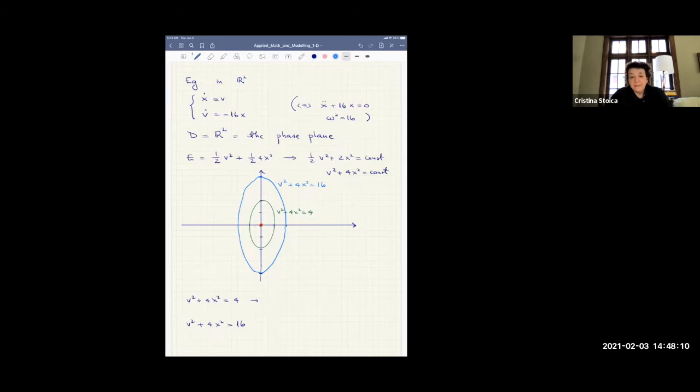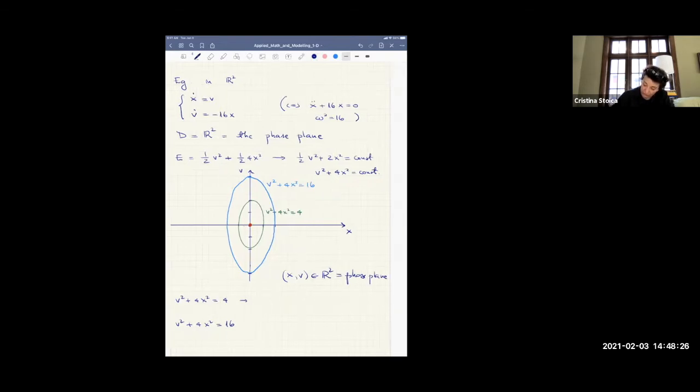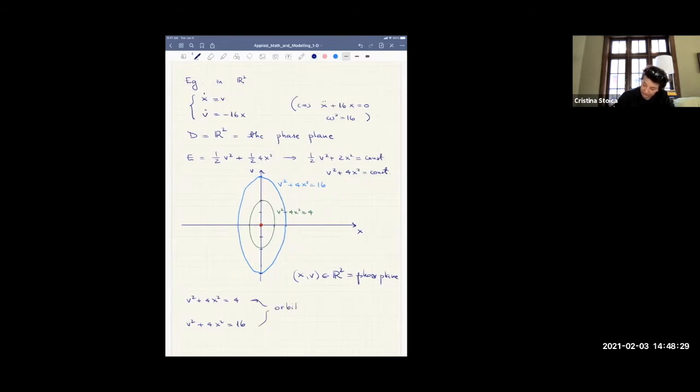So these are orbits in the phase plane. In this case, (x, v) belongs to R2. This is the phase plane as I wrote it up there. And these are various orbits. The first one corresponds to the level of the constant being 4, the other one for 16, and so forth. And we have a very special orbit, which is this point. This point corresponds to v squared plus 4x squared equals 0. So that's the equilibrium actually. Okay, so there you go. That's your example.